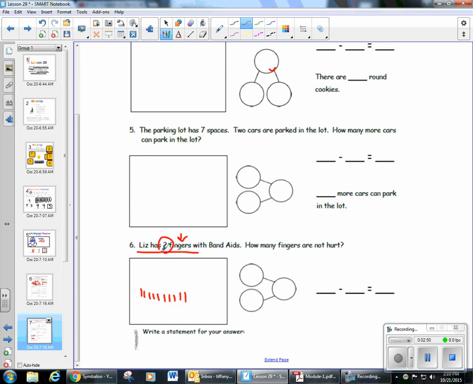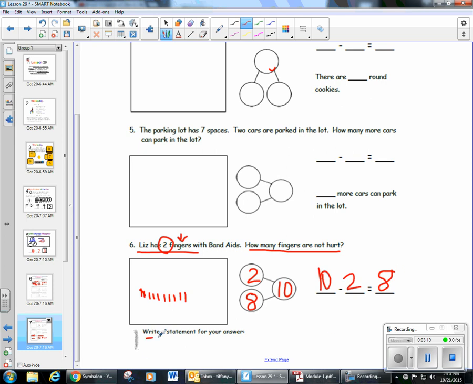2 of the fingers have band-aids. So we're going to cross out those 2. How many fingers are not hurt? So they would count their lines. 1, 2, 3, 4, 5, 6, 7, 8. Okay, so their big number, how many fingers she had all together were 10. 2 of them were hurt. That means 8 of them were not hurt. So 10 take away 2 would be 8.